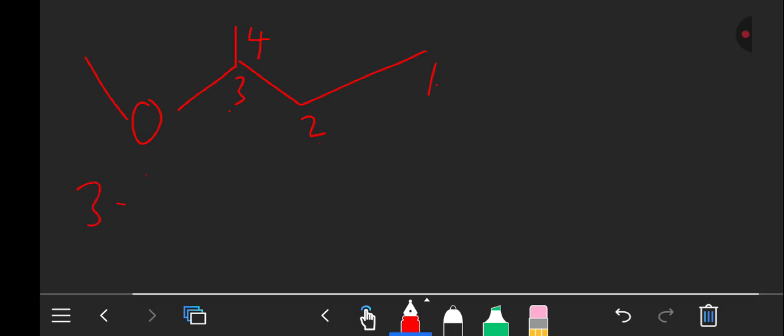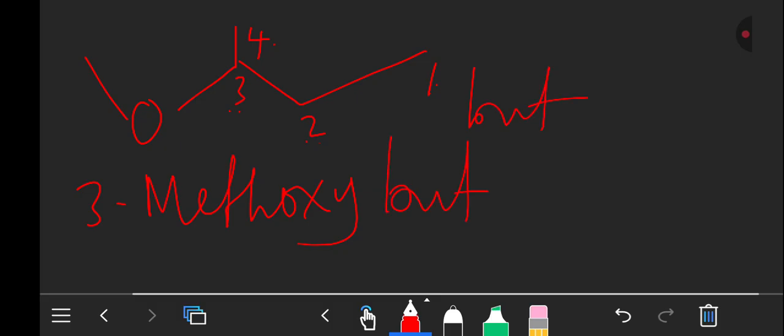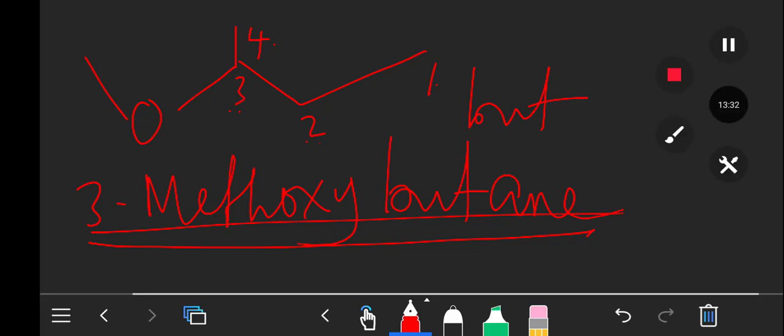So I'll say 3-methoxy. You see, this is 1, 2, 3, 4. It has 4 carbon atoms. 4 carbons, it's but-, so we're going to say but-. This is an alkane. There's no double bond, there are only single bonds, so butane. So the name of this compound is 3-methoxybutane. Thank you for watching. This is where we end with the nomenclature of ethers.